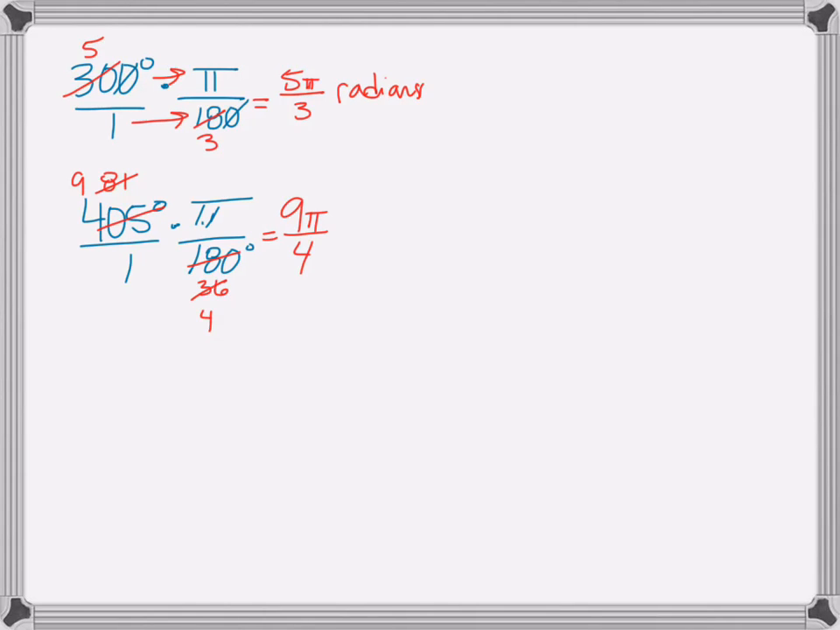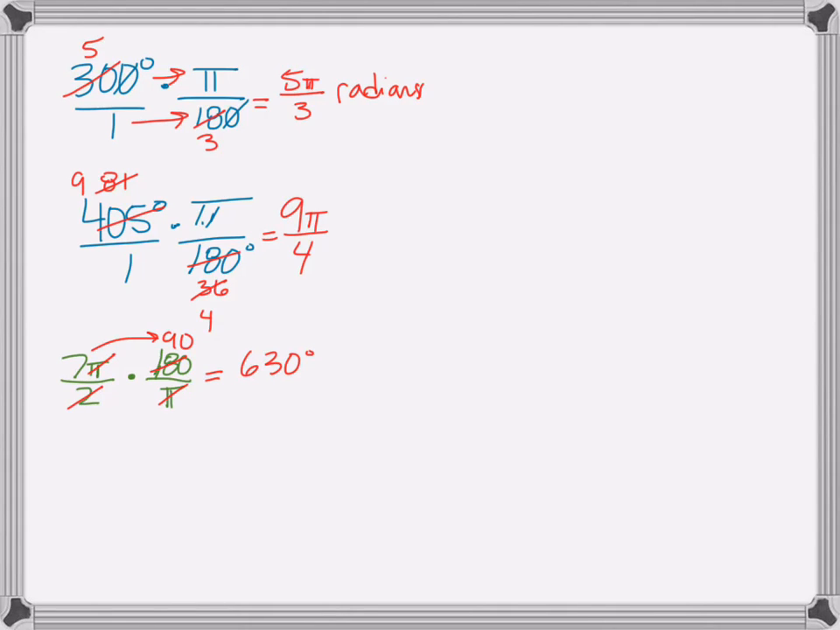So let's say I'm given 7 pi over 2 radians, and I want to change it to degrees. All I do is flip the fraction. I do 180 over pi. What happens is pi gets canceled. And then 2 can go into 180 90 times. Then we just do 90 times 7, which is 630 degrees.